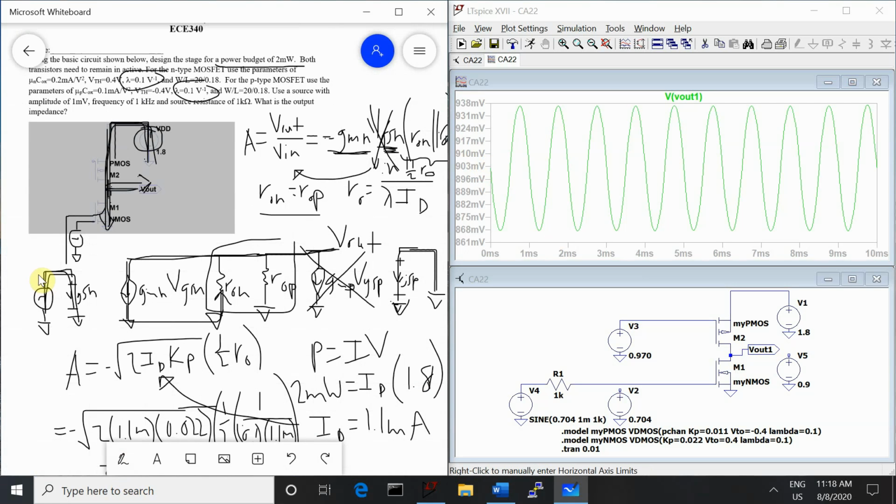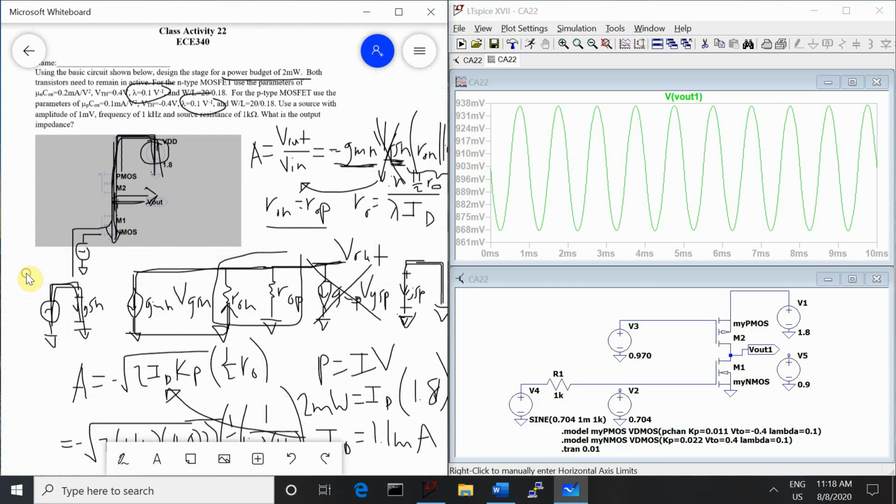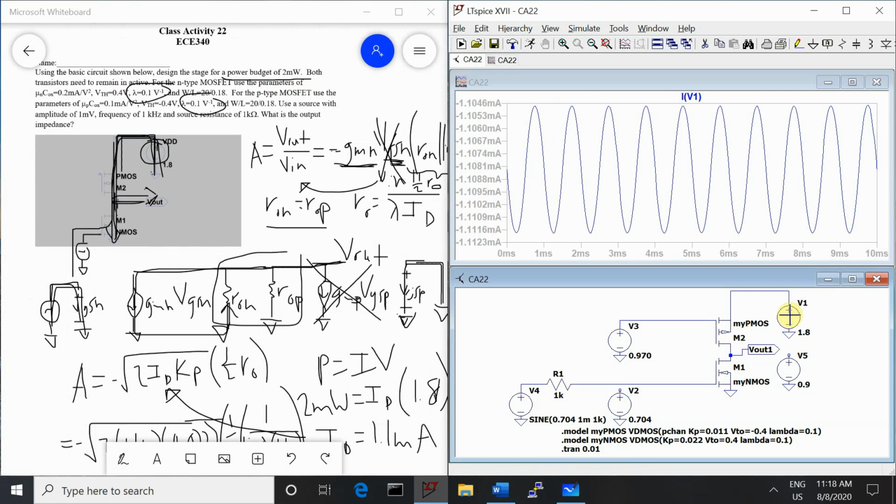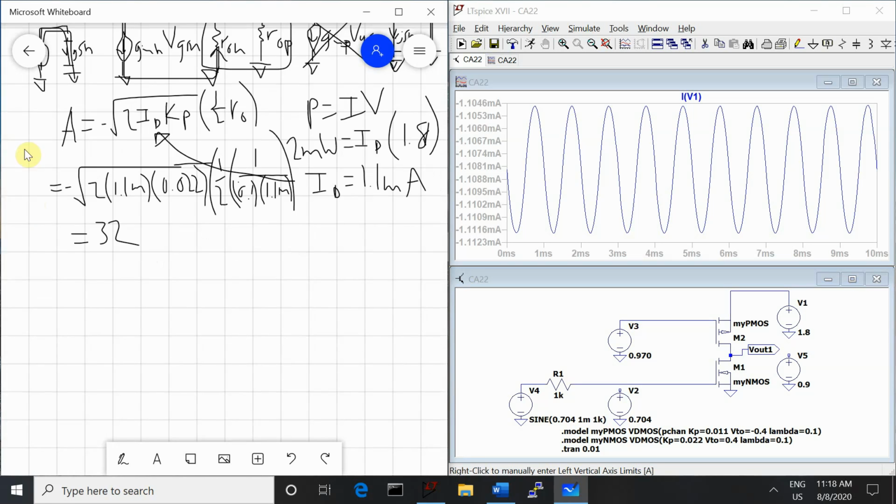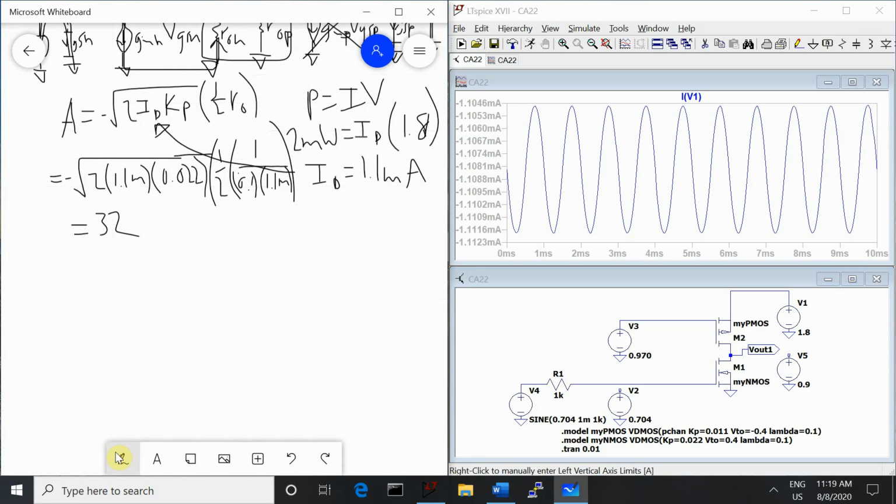And now we'll look back at the problem and make sure that we've answered all of the questions. So our power budget is 2 milliwatts. You can see that because we set this to be 1.1 milliamps and 1.8 volts, that gives us 2 milliwatts. And both transistors need to remain active. That's one of the things that we always want to make sure we check at the end of every design anyway.